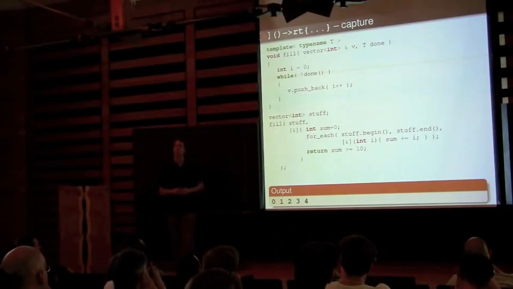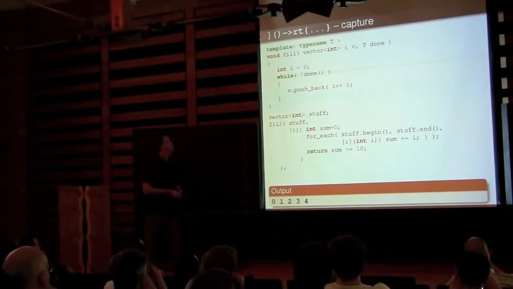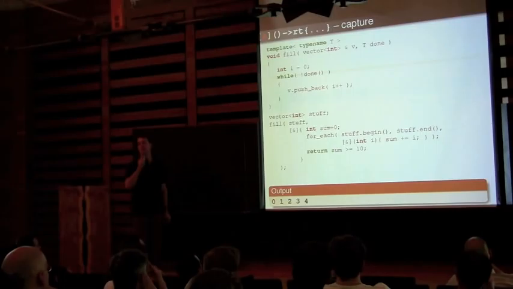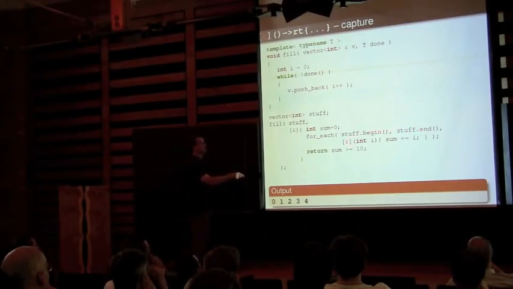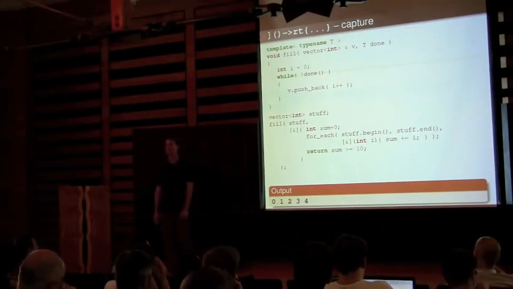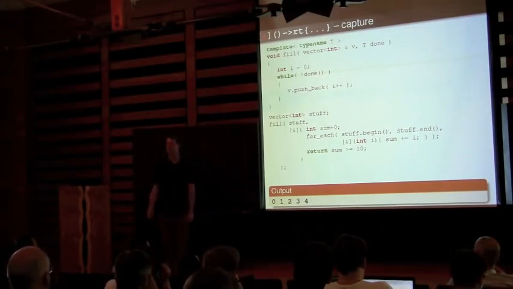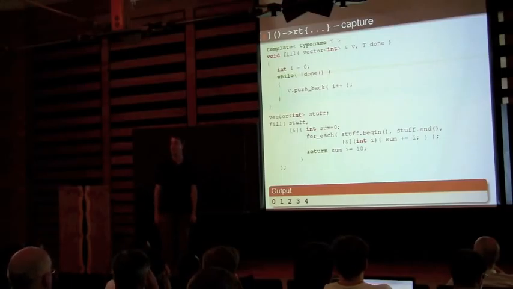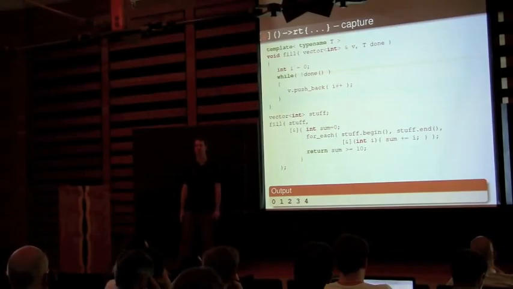Does it capture stuff as well, though, the inner lambda? The inner lambda is not capturing stuff, and we'll talk about why. But in essence, we might as well talk about it now. The inner lambda is not using stuff, so there's no need to capture it. If it were, it would capture it, and we'll talk in a little bit about how it captures it and the different variations of that capture.